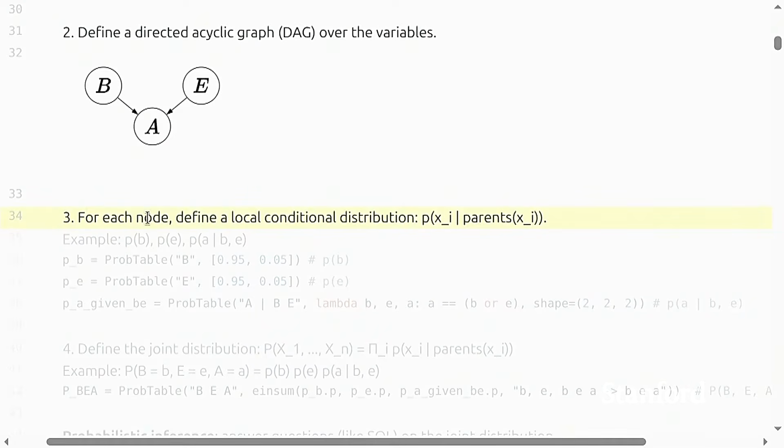And then for every node, you define a local conditional distribution, xi given the parents of xi. So in particular, this is for every node, not every edge. And in this example, you have probability of B given nothing, probability of E given nothing, and probability of A given B and E, which are A's parents.